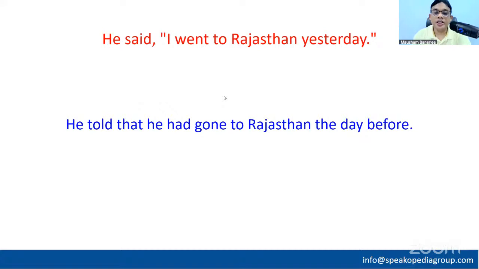he told that he had gone to Rajasthan the day before. See, yesterday becomes the day before. He said, I went to Rajasthan yesterday. He told that he had gone. I becomes he. Went becomes had gone. Yesterday becomes the day before. Okay. So that was indirect speech. I hope you have clarity right now how it works. If you get confused, you can come back, watch the video all over again, and it will clear your mind exactly what you need to do in terms of direct as well as indirect speech.